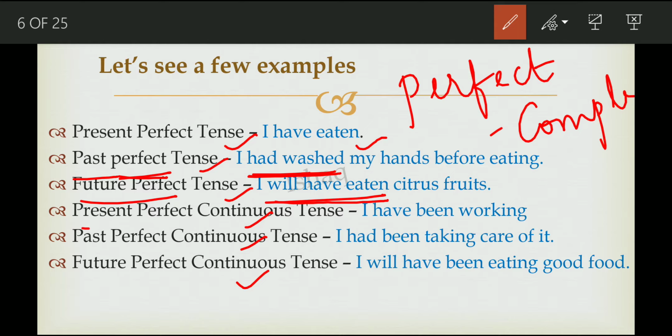Similarly, present perfect continuous tells that I have been working. So see, have is also used here. So past perfect continuous, had been, and future perfect continuous, will have been. So what are these three?